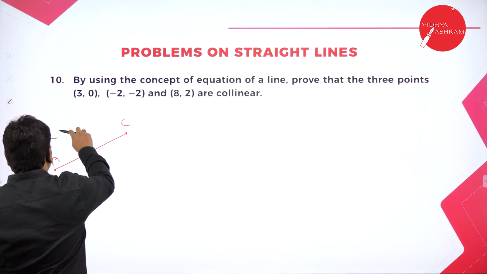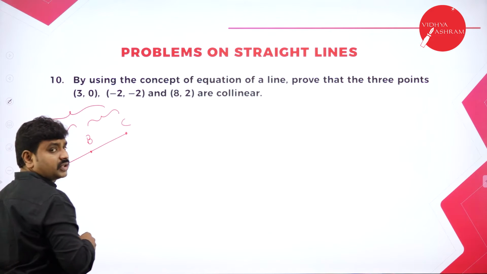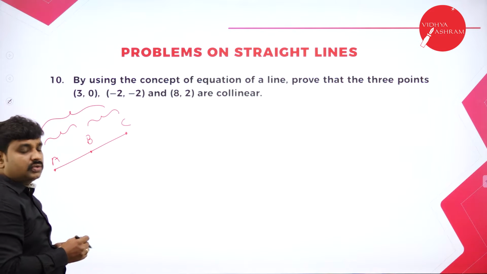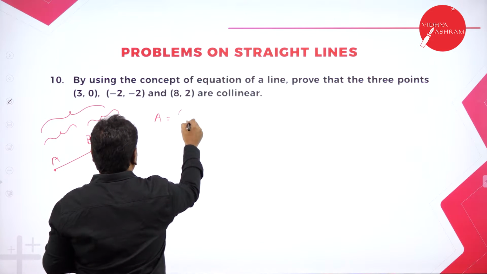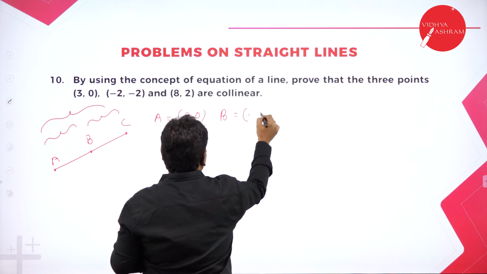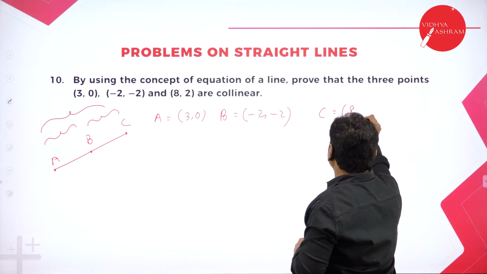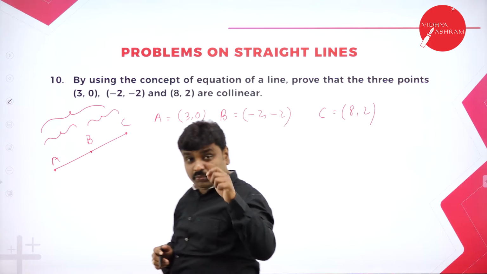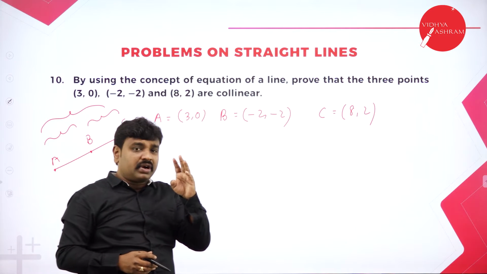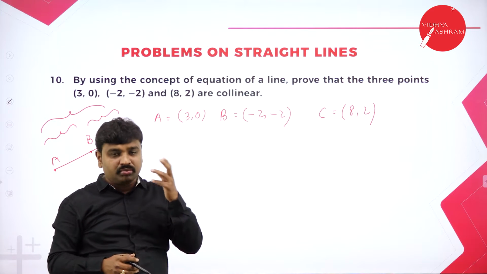See, the slope of AB, the slope of BC, and the slope of AC, all three will be the same because they make the same angle with the x-axis. So now I'll take the first point as A (3, 0), the second point as B (-2, -2), and the third point C (8, 2). I've taken 3 points. Now I need to prove they are collinear. How to prove they are collinear? Three points are said to be collinear if the slopes of the lines joining them are the same.